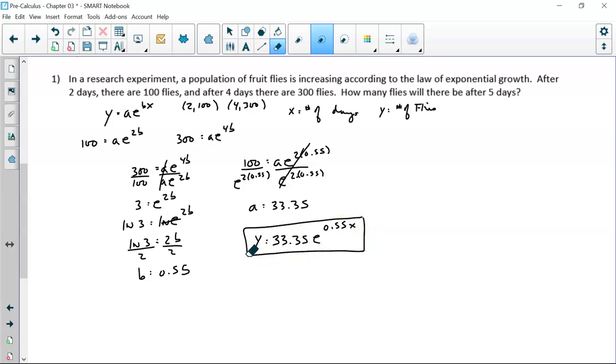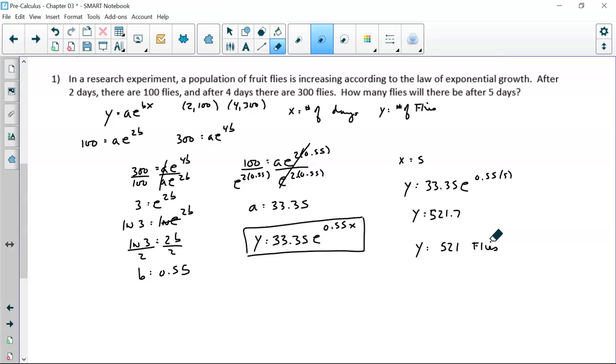There's our model. Now the second part says, how many flies will there be in 5 days? Well, that's our value for x. So when x equals 5, y equals 33.35 e to the 0.55 times 5. And you're going to get 521.7. Since they're flies, we'll either round up or round down. Either one is fine. So y equals about 521. I'm going to round down. So about 521 flies. And that's how we can write that exponential growth model.